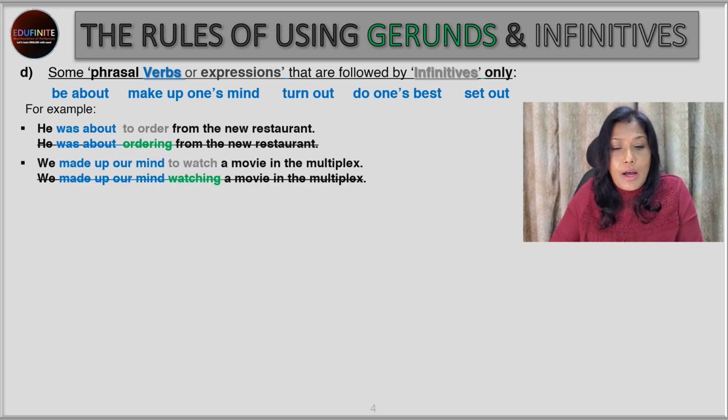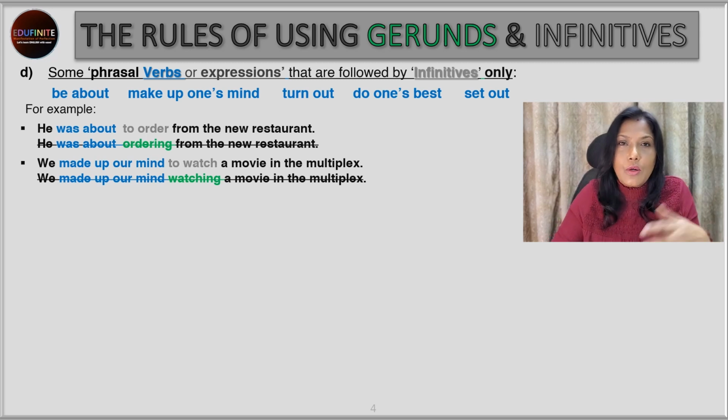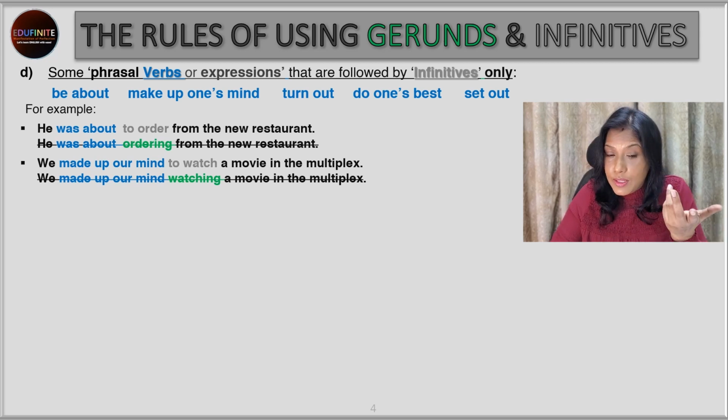The next one. We made up our mind to watch a movie in the multiplex. So maybe in the evening we decided, let's go and watch a movie. And we're not going to watch on the television, we're going to go to the multiplex and watch it over there. So we have to say we made up our mind to watch a movie in the multiplex. We cannot say we made up our mind watching a movie in the multiplex. That's wrong. We cannot use gerunds after these phrasal verbs or expressions.